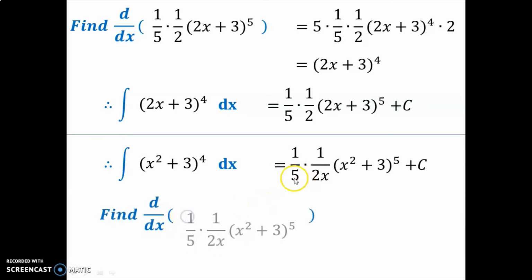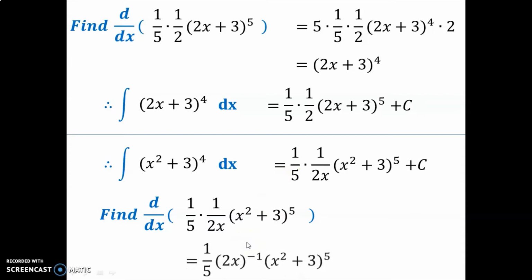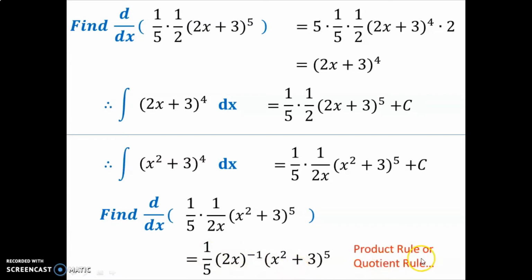Let's take the derivative of this and see what happens. Because if we take the derivative and we get back to here, then that rule works. Okay, let's check. Derivative of this, well, first of all, I can simplify it some more. We have 1/5. I brought this 2x up like that to -1. And now we have 1/5, but then we have a function times a function. So here we will need to apply the product rule or the quotient rule if you left it like this.